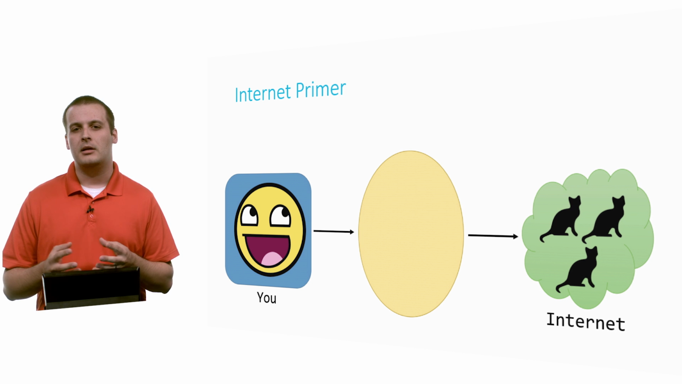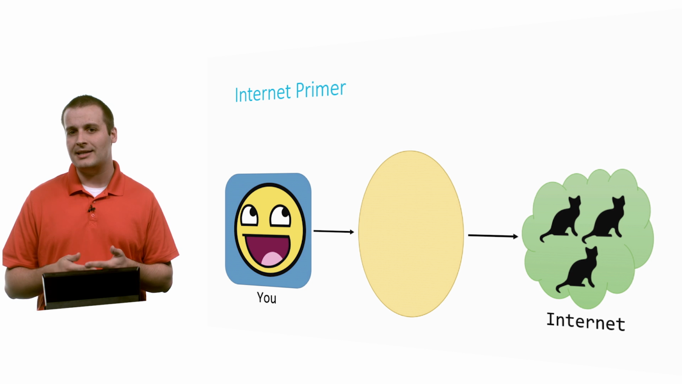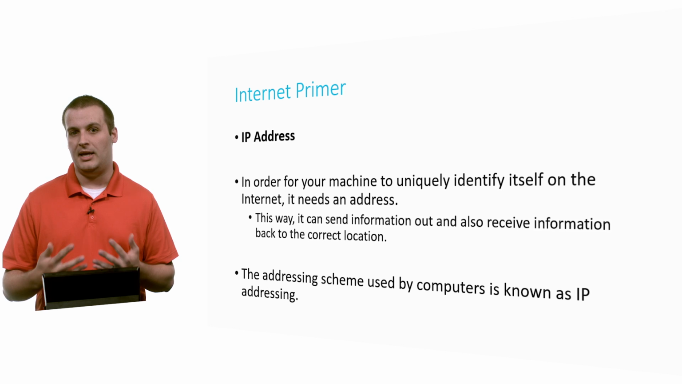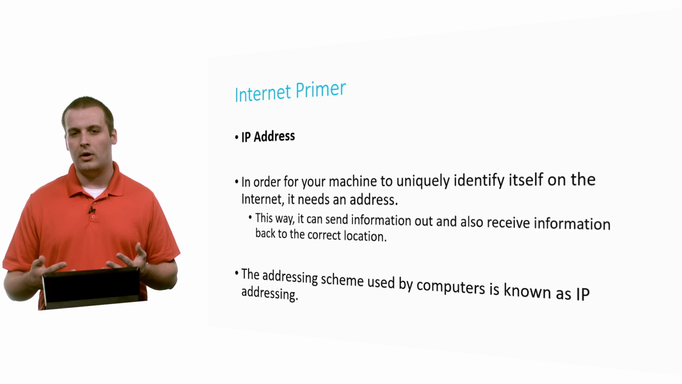Well, we're going to talk about that, but we're also going to talk about some of the important things we need in order to be able to connect to the internet. And the first of these things is an IP address. So you've probably heard the term IP address before. What does it mean? Well, an IP address is basically a unique identifier of your computer on a network.